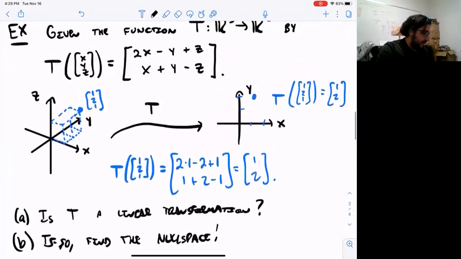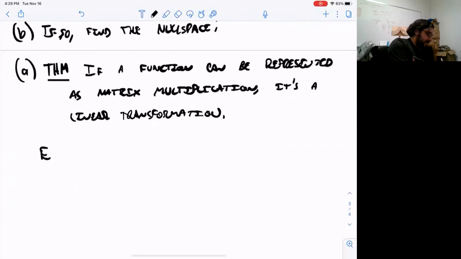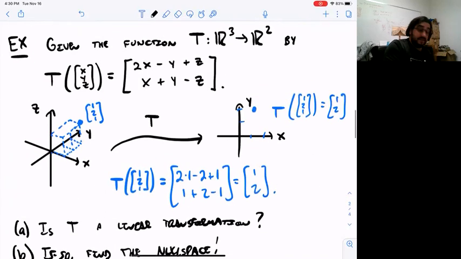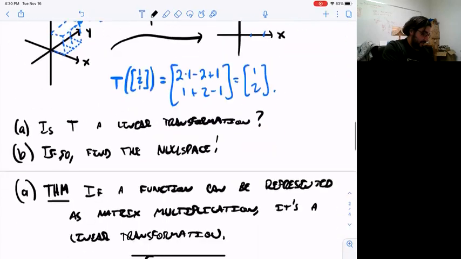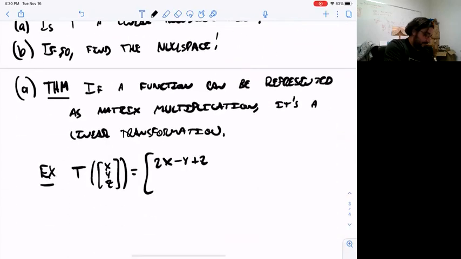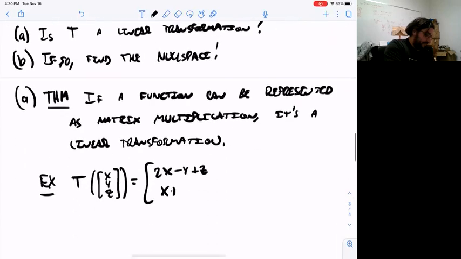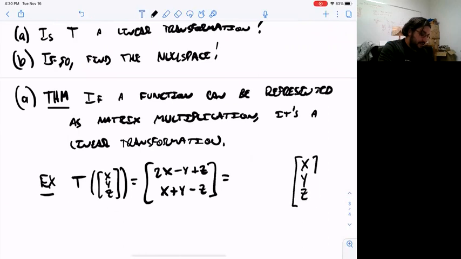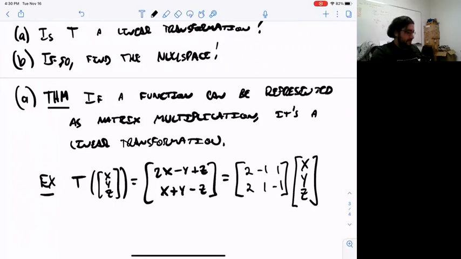Because you can then take a map like this, right? In our example, we had T of x, y, z equals these formulas, 2x minus y plus z and x plus y minus z. And you can actually represent that as matrix multiplication, right? Take the vector x, y, z and multiply it by the coefficient matrix 2, -1, 1, 1, 1, -1. So you can represent this as matrix multiplication.